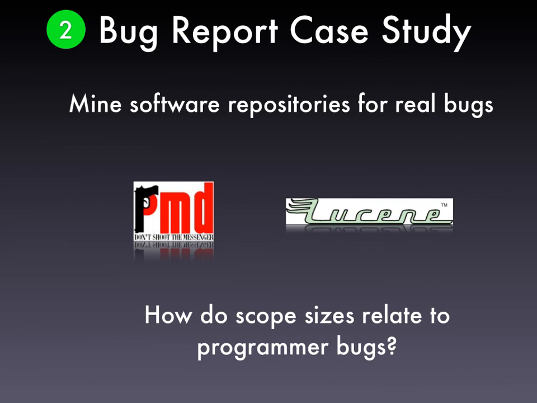In our second set of experiments, we mined software repositories for real bugs to try and answer the question, how do scope sizes relate to programmer bugs? So we looked at two open source projects, PMD and Lucene. PMD is a programming mistake detector that takes in Java source code and tries to find simple errors in the program. And Lucene is a widely used search and indexing tool.